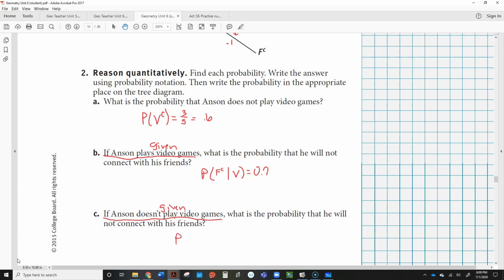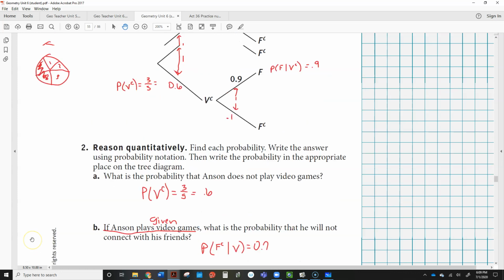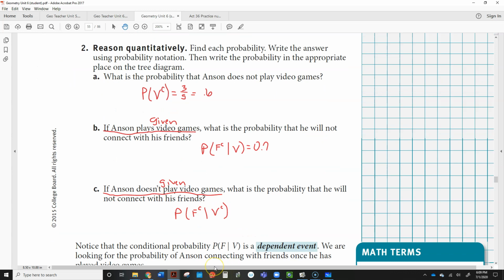And then if Anson doesn't play video games, okay, this is the given right here, then what's the probability? They're asking me for the probability that he will not connect with friends, so not friends, given that he did not play video games. So this is the part that has to happen. This is the first branch, and then this is the second branch. So this is the first thing that had to happen. He did not play video games, and then he did not connect with friends. So this outcome right here is the answer to this question. That was 0.1.